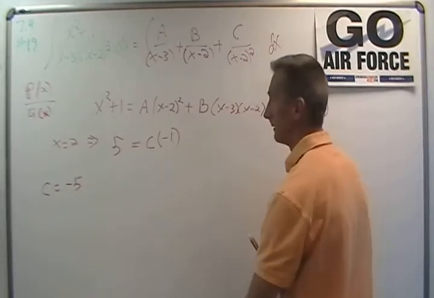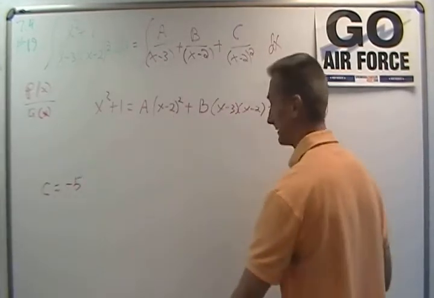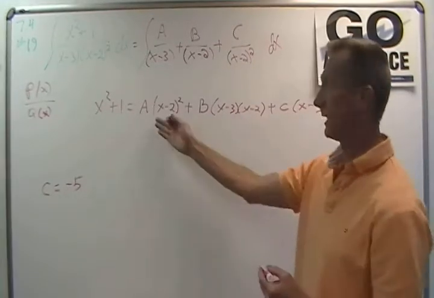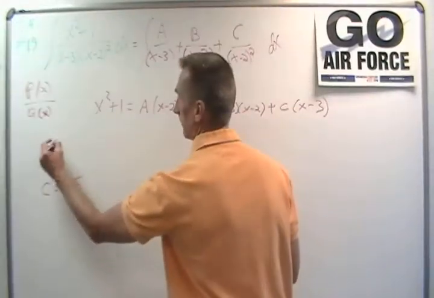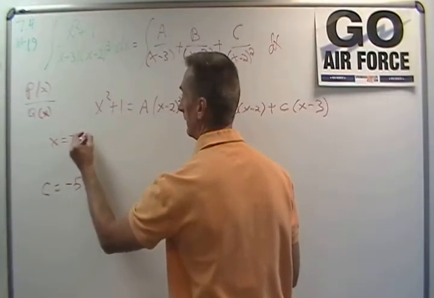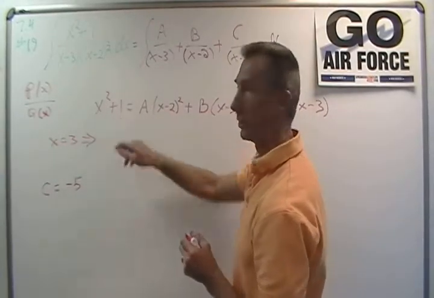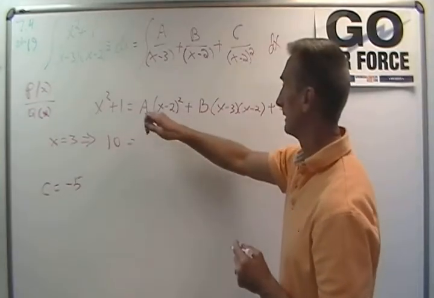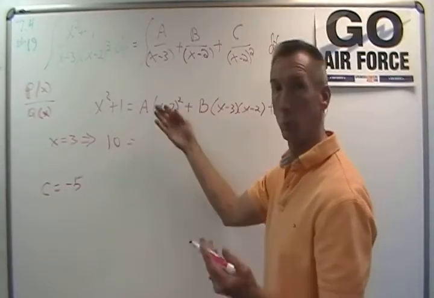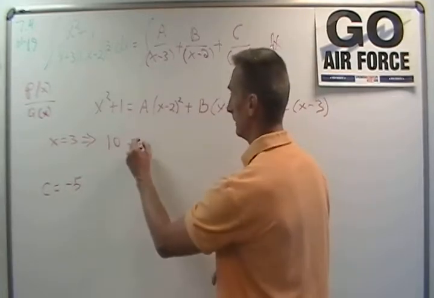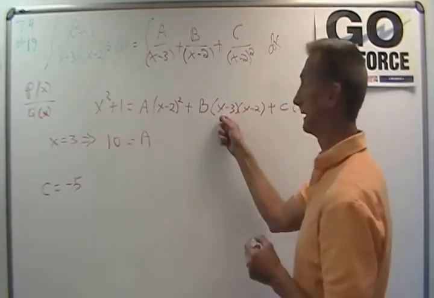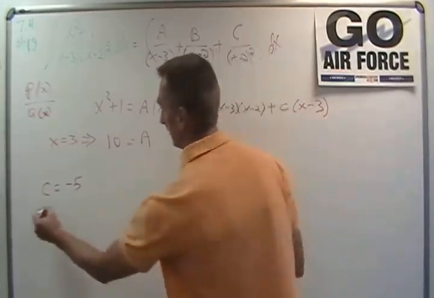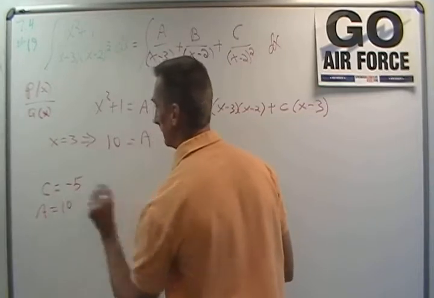Now let's do another one. Let's let x equal 3, that'll allow us to solve for A. For x equal 3, that gives 9 plus 1, 10, is equal to 3 minus 2, 1, 1 squared, still 1, that is equal to A, plus, again, this one goes away, that one goes away. That one was simple. So A is equal to 10.